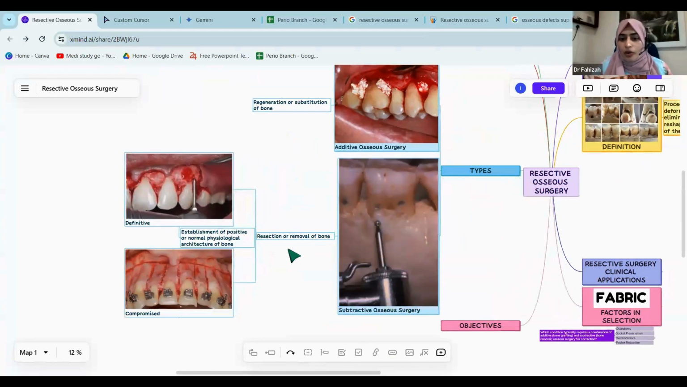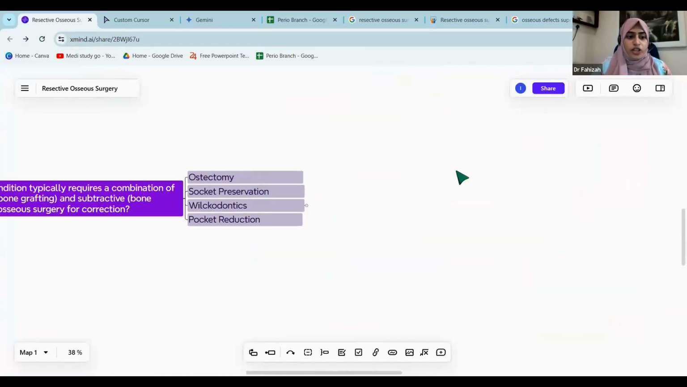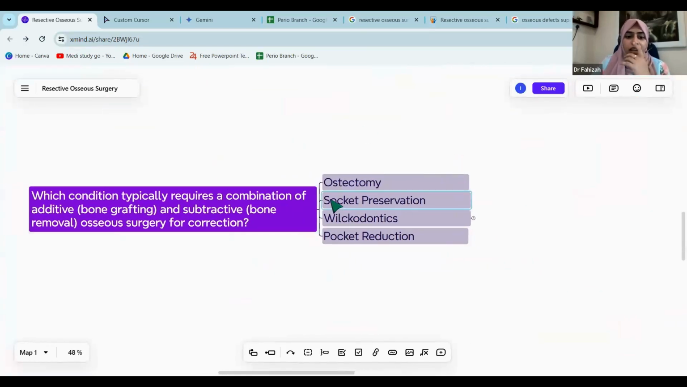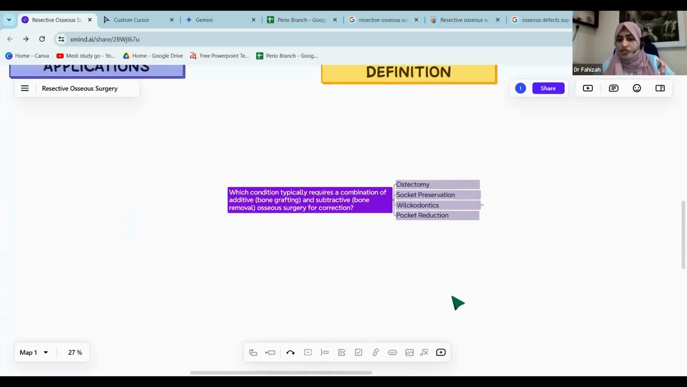Now a quick question to all of you. In which condition typically requires a combination of additive and subtractive osteosurgery for correction? Anybody knows this answer? Is it osteectomy, socket preservation, Wilckodontics, pocket reduction?